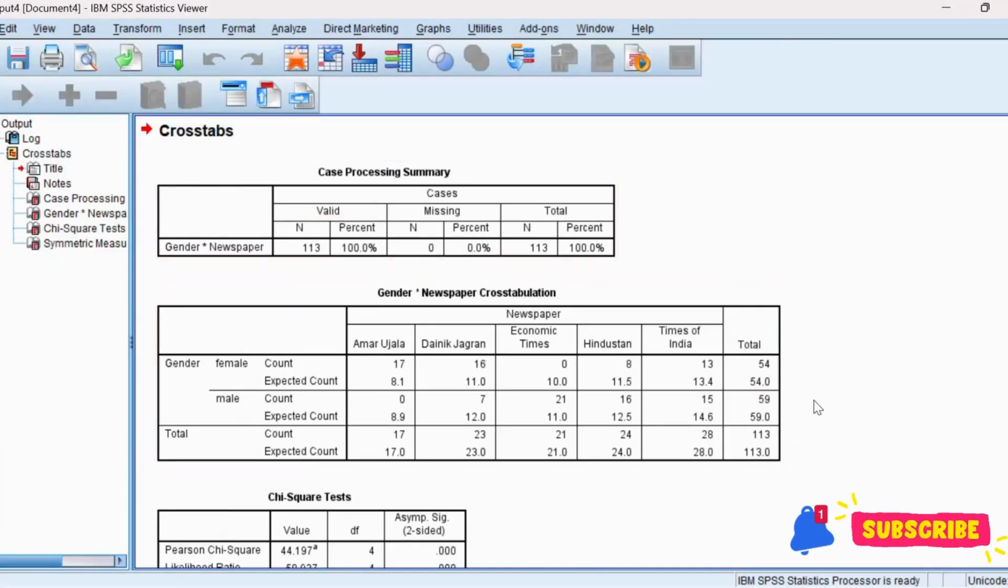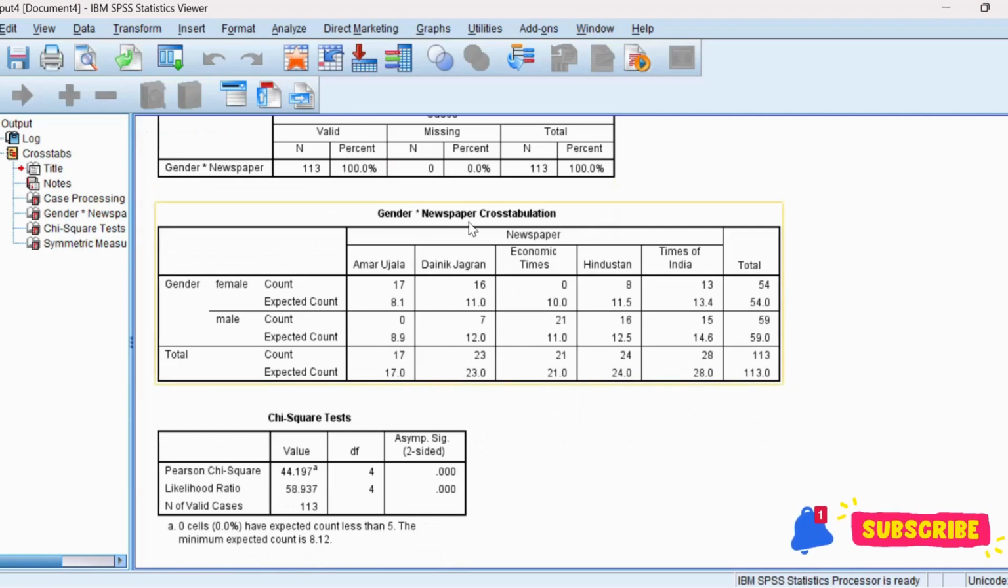Now you see that these tables are generated. In the first table, the case processing summary, we have N, that means the valid number of cases, which is 113. So there is no missing case, as missing is 0, which shows that there is no missing case in our data. Now we come to the cross tabulation. Individually for females, how many of them use Amar Ujala, Dainik Jagran, Economic Times? Everything is there in the gender and newspaper cross tabulation. Through this you can have beautiful summarized information.